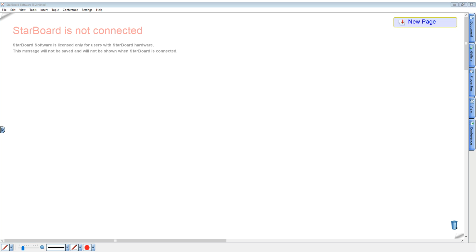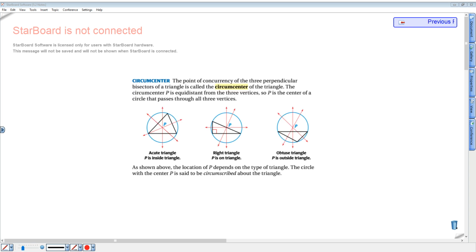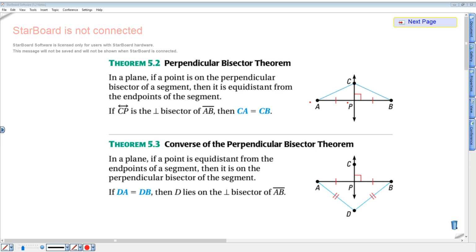We understand this material. I'm not sure how I jumped over here. Let me go all the way back. And the starboard seems to like to take its time. Okay, so we're back exactly where we left off.